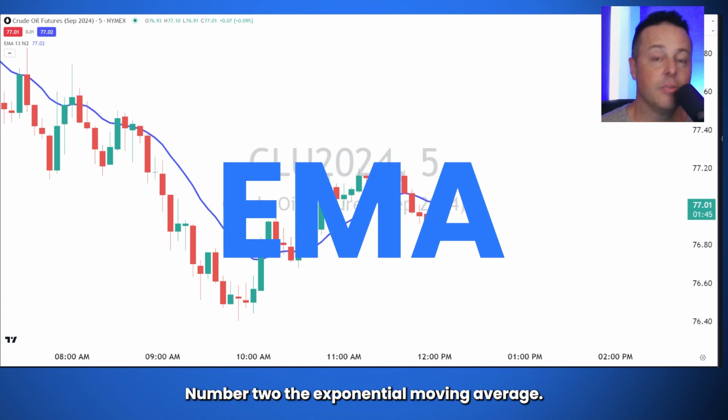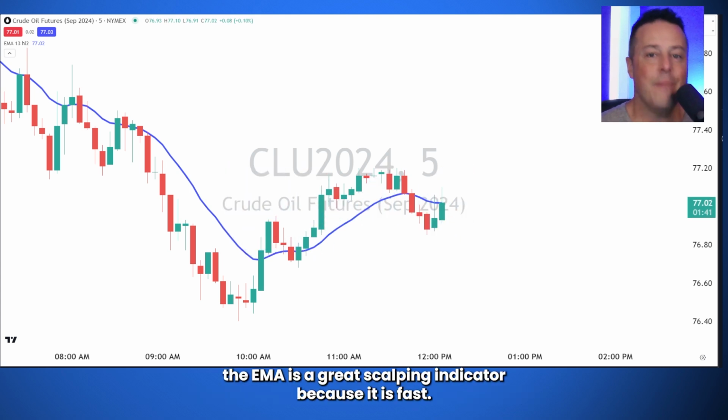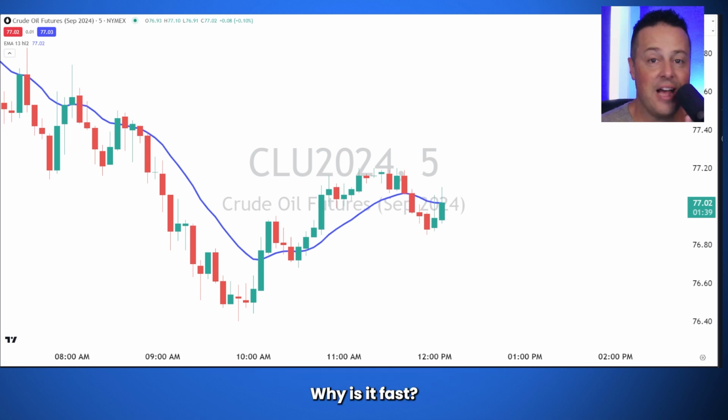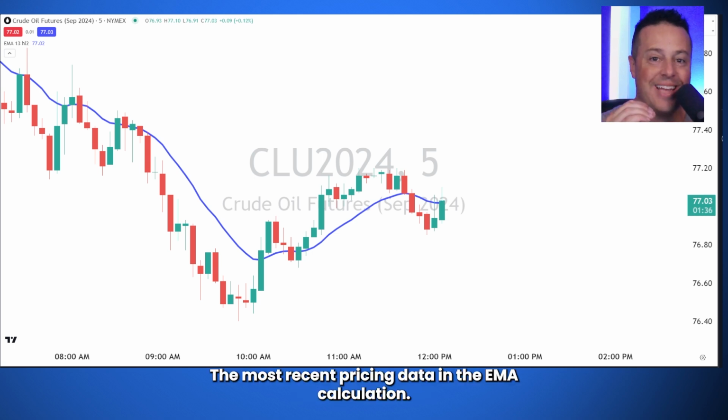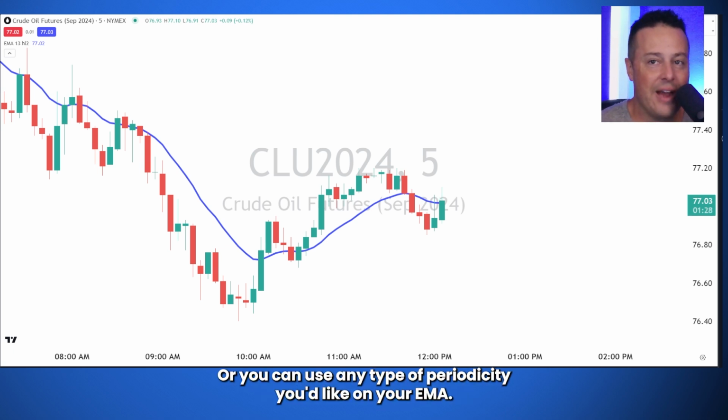Number 2, the exponential moving average. The exponential moving average, or EMA, is a great scalping indicator because it is fast. Why is it fast? Because we weight the most recent pricing data in the EMA calculation. Now you're free to use the 8, the 9, the 13, or the 21. Those are the most popular, or you can use any type of periodicity you'd like on your EMA.